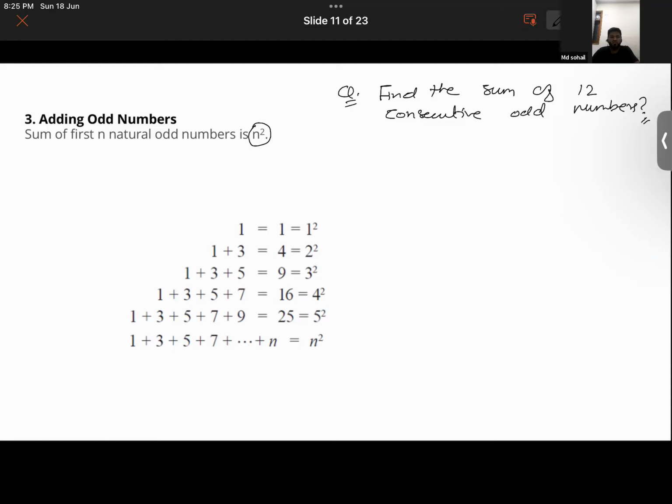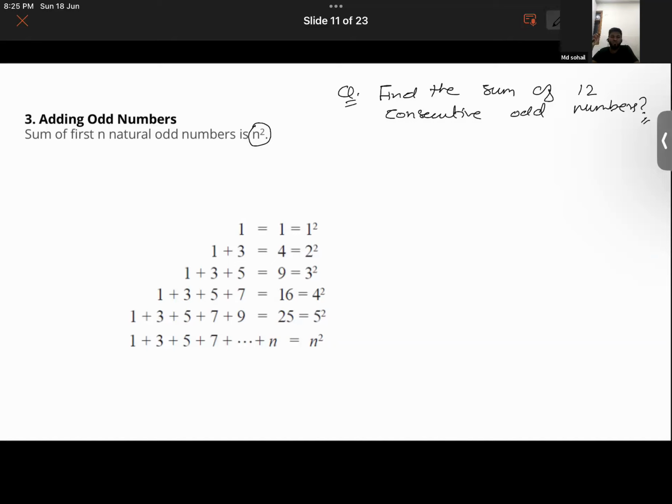Yes. Anyone who got the answer? No, sir. Okay. The formula is n square. In this formula n square, you are simply required to put the value of n. And what is the value of n, by the way?